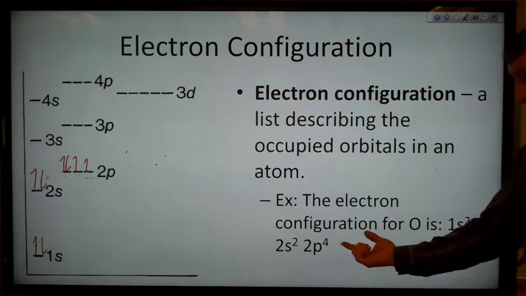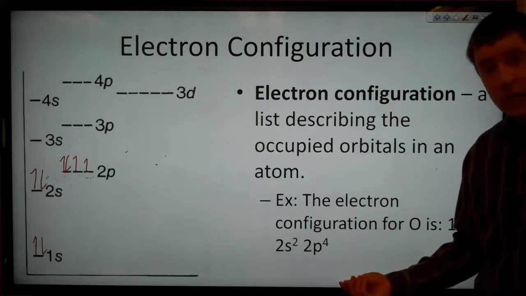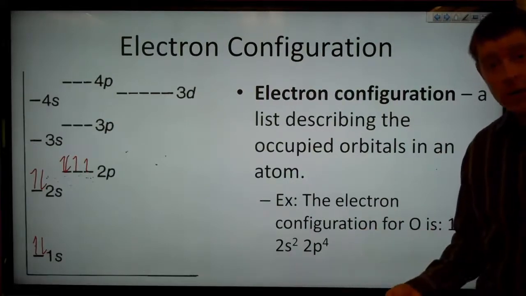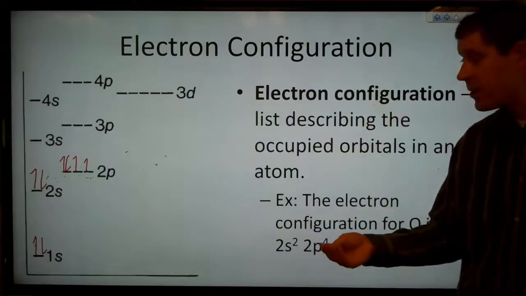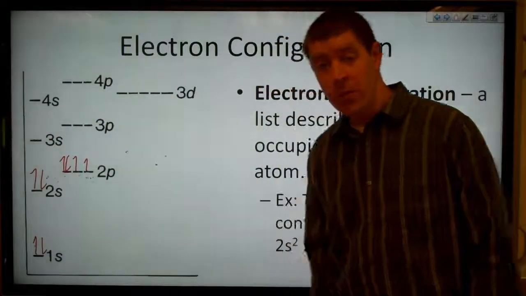Now, we could get more electrons into the 2p, we could get 2 more in there to get it up to 2p6. And then past that, we have to put an electron in the next lowest energy level, that would be the 3s.